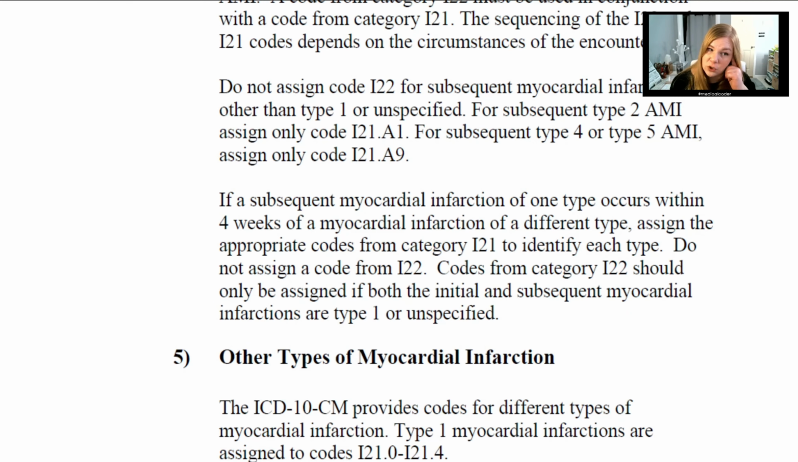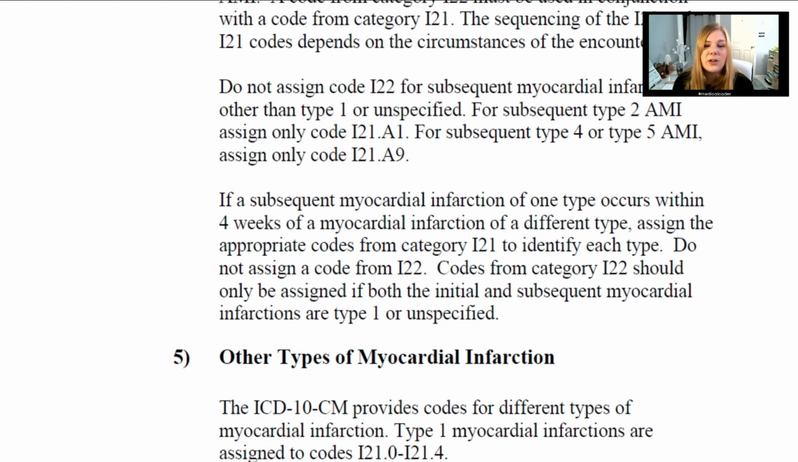The sequencing of I22 and I21 depends on the circumstances of the encounter. Do not assign code I22 for subsequent myocardial infarctions other than type 1 or unspecified. For subsequent type 2 acute myocardial infarctions, assign only code I21.A1. For subsequent type 4 or type 5 AMIs, assign only code I21.A9. If a subsequent myocardial infarction of one type occurs within the 4 weeks of a myocardial infarction of a different type, assign the appropriate codes from category I21 to identify each type. Do not assign a code from I22.